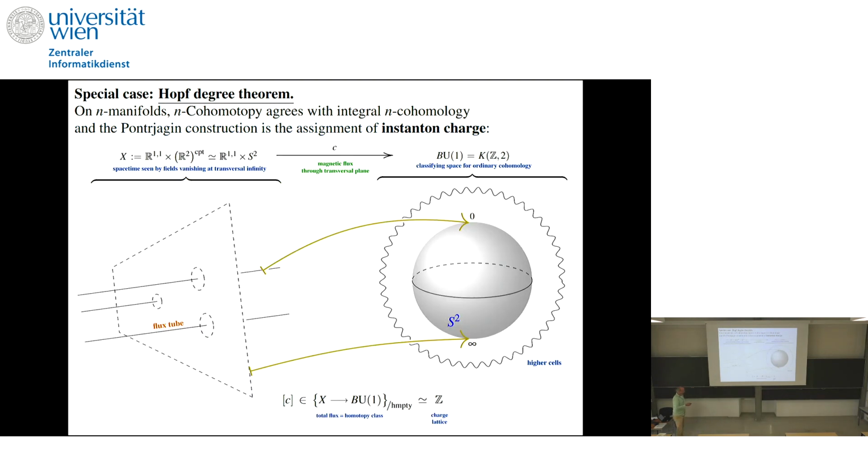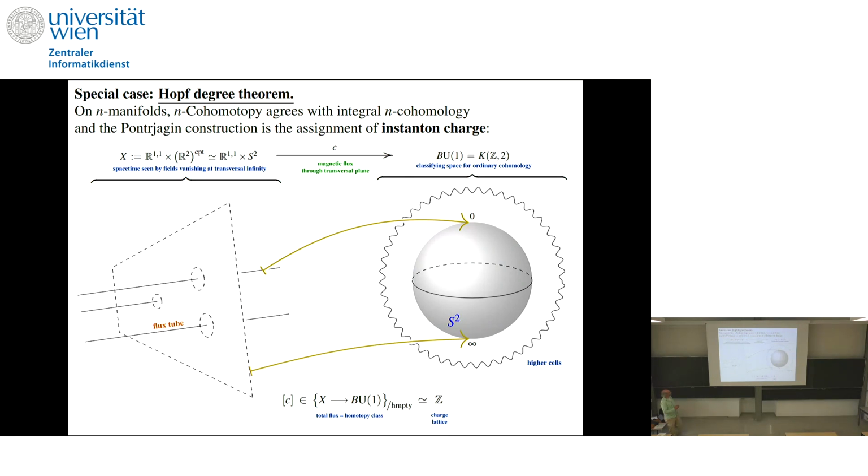So I'll try to make a cartoon of that here. Suppose you want to understand why there are flux tubes in a superconductor, where the electric field is classified by BU1, which is a KZ2. Well, inside a KZ2 there is a two-sphere, which is the first cell in the CW construction of the KZ2. And since we're mapping from a two-dimensional manifold, if we're looking at the slice in a superconductor that is usually seen in the laboratory, then we can just as well map to this two-skeleton.